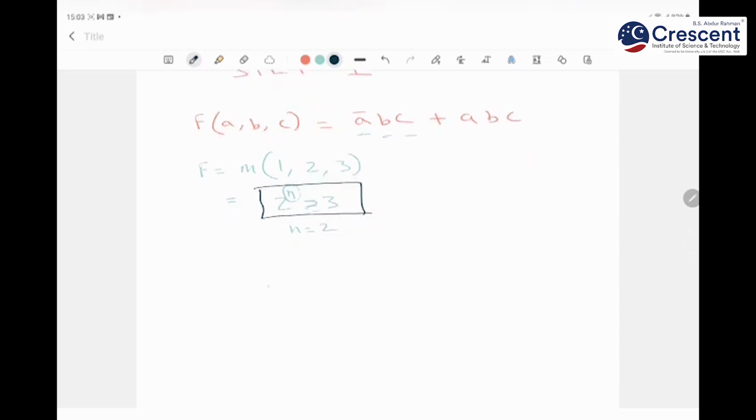So step 2 will be drawing the K map. Let us take this problem, A bar BC, ABC. So it is a 3 variable. So for a 3 variable K map, it should be something like this.